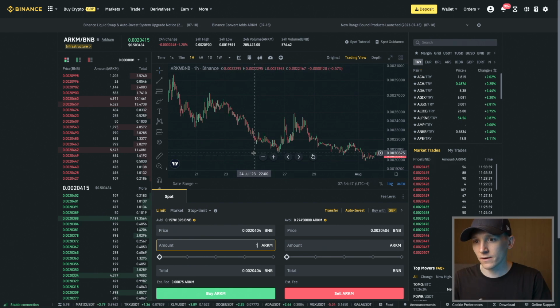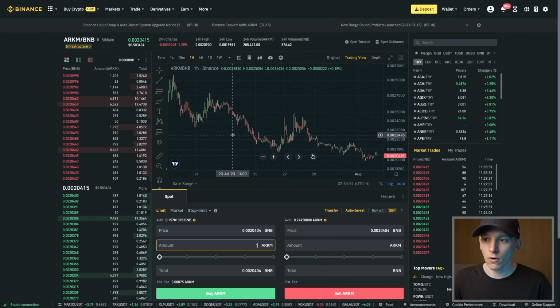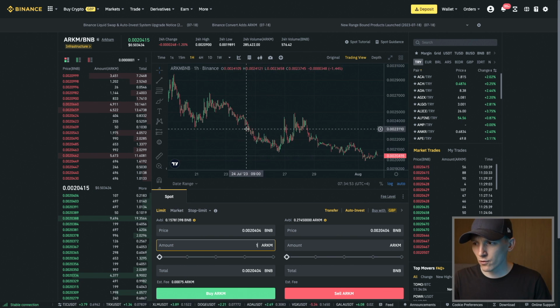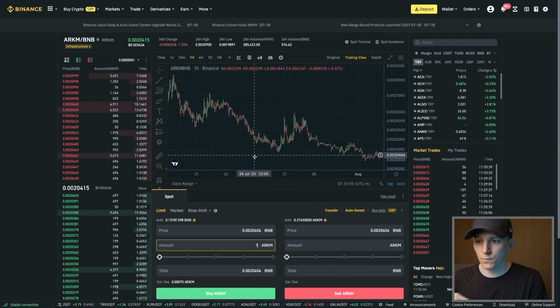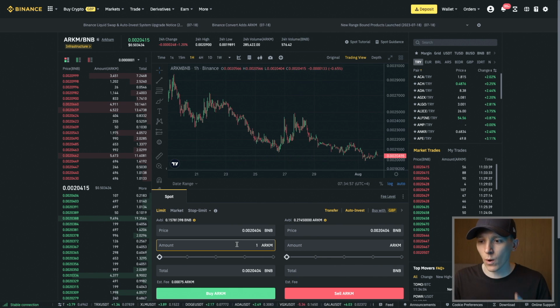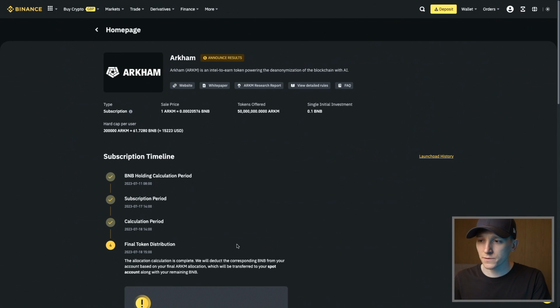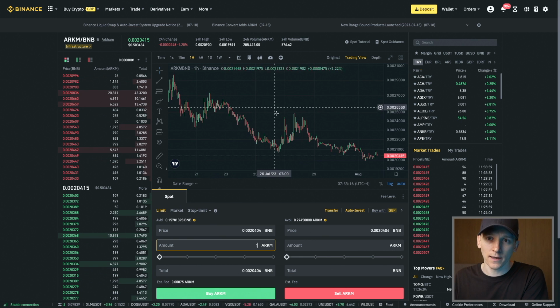So what you can see here is that Arkham, the previous Launchpad, is now trading on Binance, and it's trading for around 0.002 BNB. So for every one Arkham, you would have to swap 0.002 BNB. You can also see the Launchpad price was 0.0002 BNB. So they got a much bigger discount for buying this token in the Launchpad in the ICO than you would have to buy it in the open market.